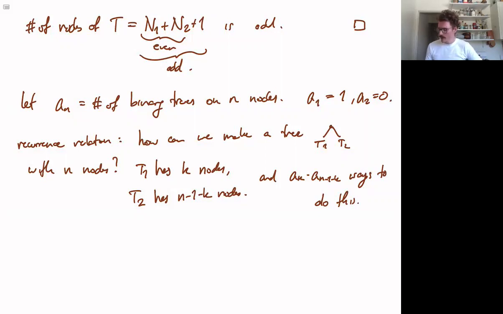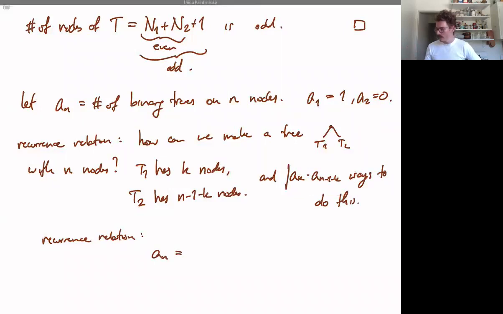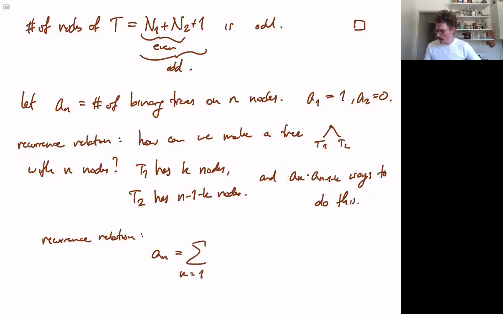So the recurrence relation we get is that a_n, we just get this many for each k. And then we have to think about all the k's we can have. So it's the sum from k equals 1 to n minus 1 of a_k times a_(n-1-k).